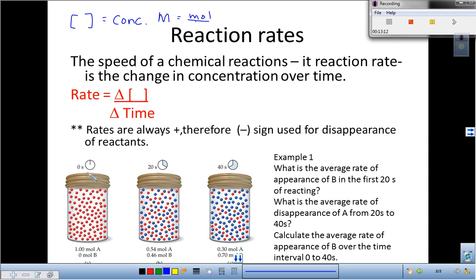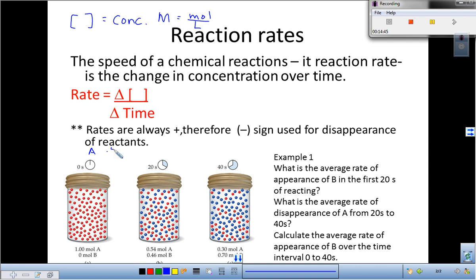Here at 0 seconds, we have 1 mole of A and no moles of B. At 20 seconds, we have 0.54 moles of A and 0.46 moles of B. So what happened to the rate of A? What was its final concentration? No, that was initial. Final? Well, we're going to just go to 20 seconds.